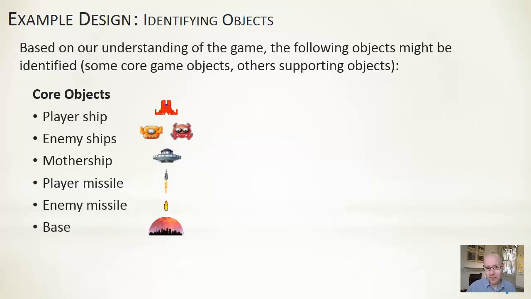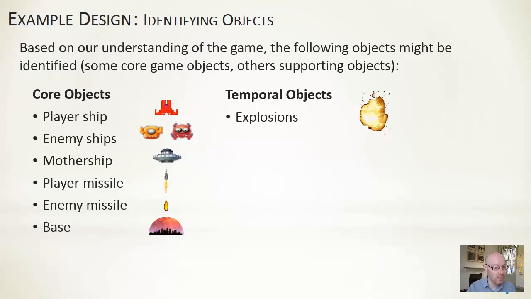Temporal objects, things like our explosions. So they are things that appear on the screen for a certain period of time. They play the explosion through and then it disappears. But we'll want to model those certainly within our game.